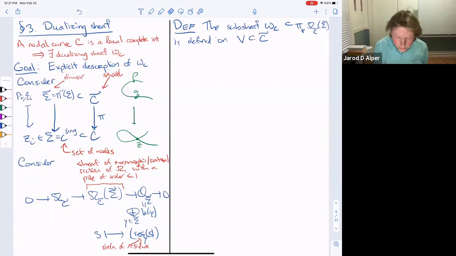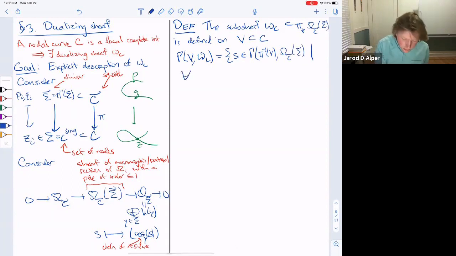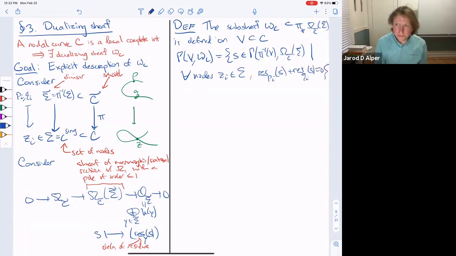Oh no, sorry, it lives on C. So for an open set V in C, we set the global sections of omega C as the subsheaf of sections S on the inverse image of V with the following property: that for all nodes Zi in sigma, the sum of the residues at Pi, at one of the preimages, plus the other one is 0. All right, that's our definition as a subsheaf.